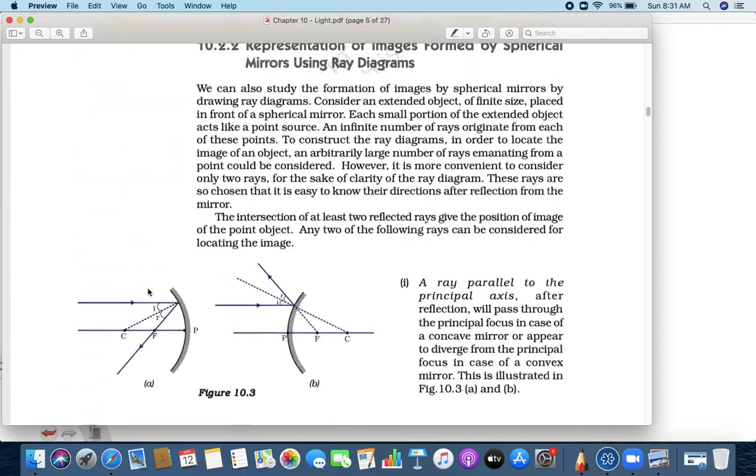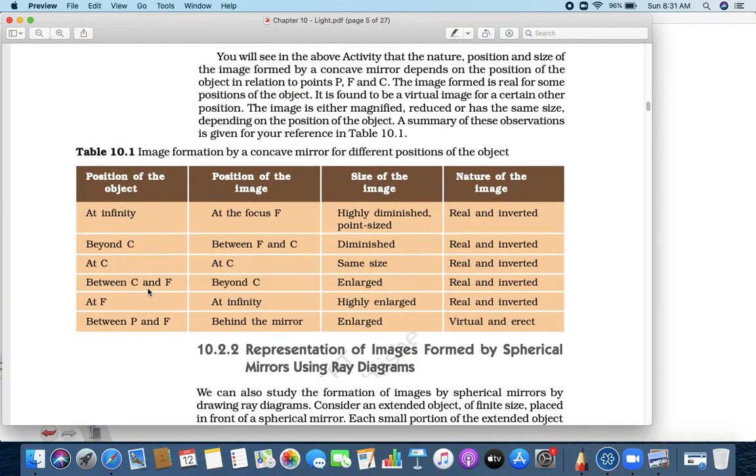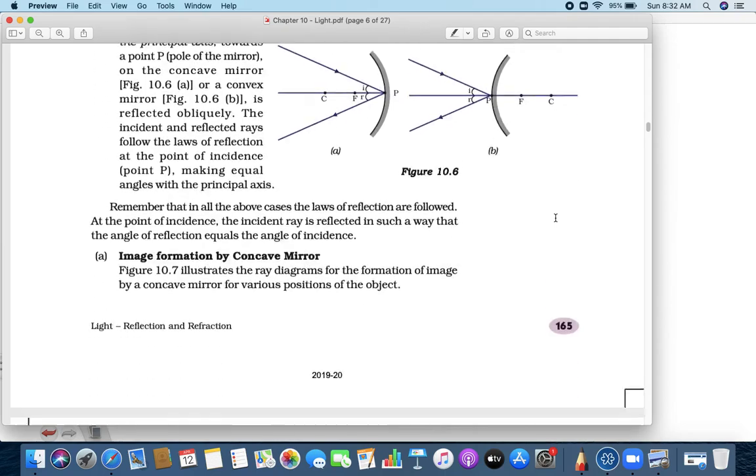Now what we are going to see are these 6 cases. If you read the heading, it says image formation by a concave mirror for different positions. We saw the first case, at infinity. We get an image at the principal focus, highly diminished, real and inverted. Now, we are going to see the second case. So, these are the 6 cases.